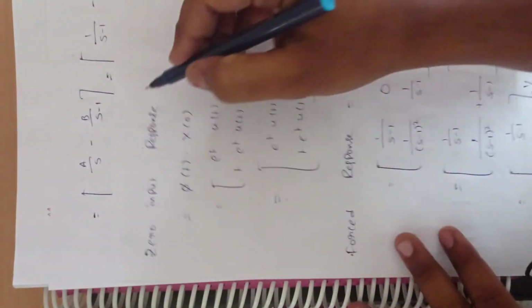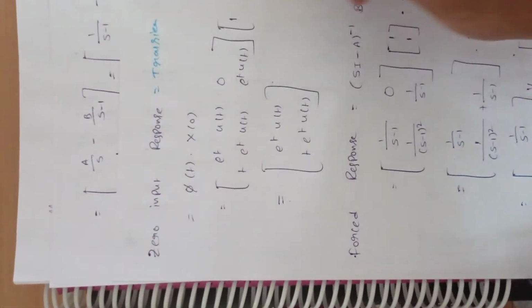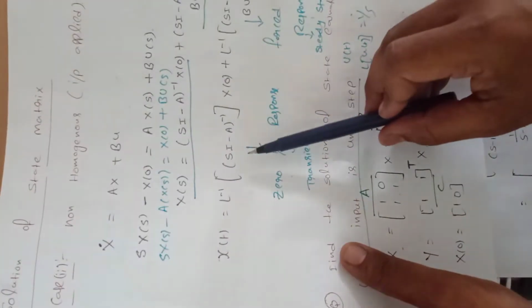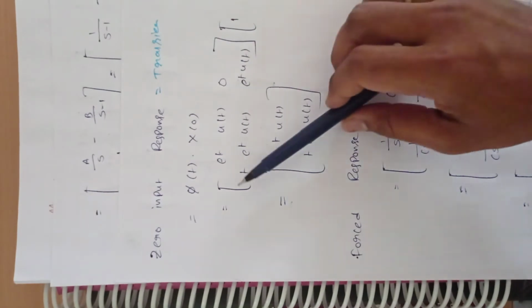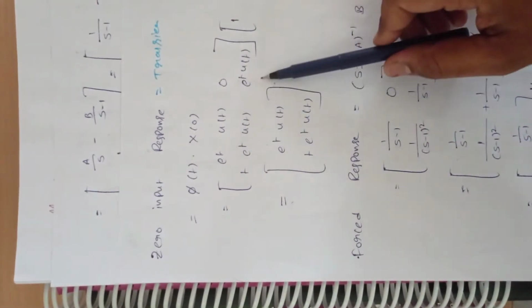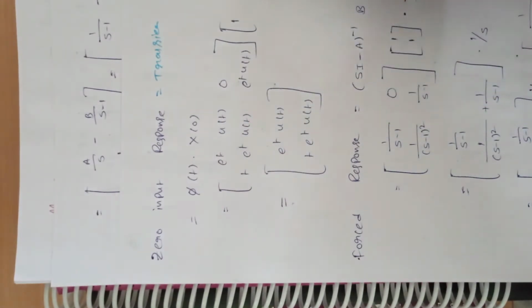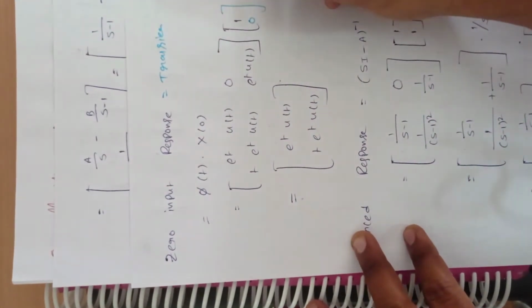This is the zero input response, also you can call it the transient response. What is the transient response? L inverse of si minus a whole inverse, that is nothing but phi of t into x of 0. Right, phi of t equal to e power t into u of t, 0, we have already derived this, multiplied with x of 0 transpose. For you to understand, I will write it directly, and this I will cancel.